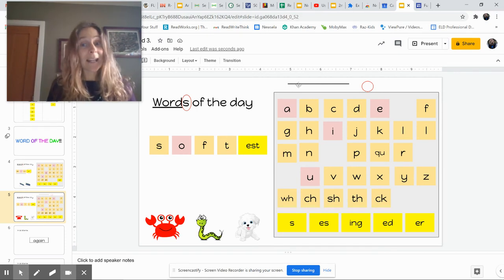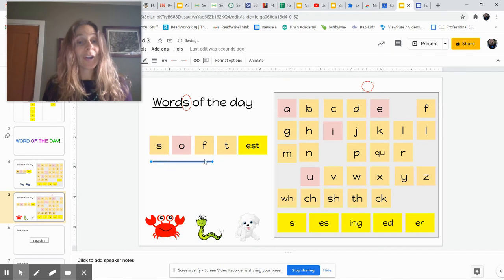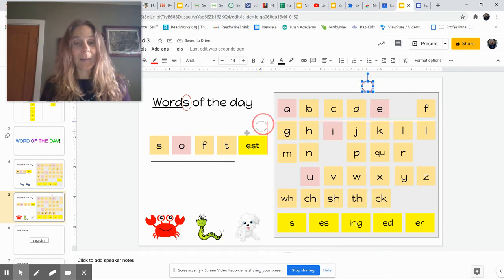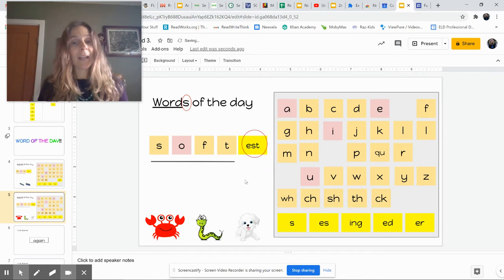Softest. So again, we are going to mark it by underlining our base word, which is soft, and then circling my suffix. So I've got my handy little circle here, and I'm going to circle my suffix, which is est. So my word is softest.